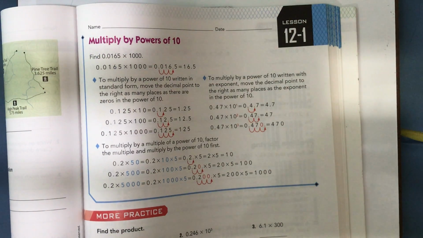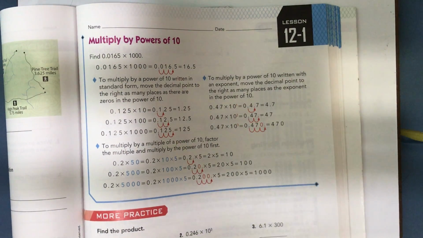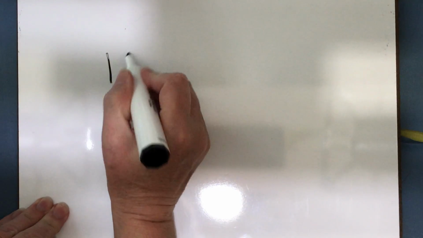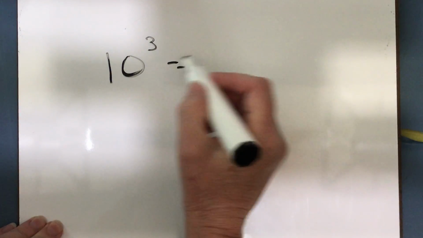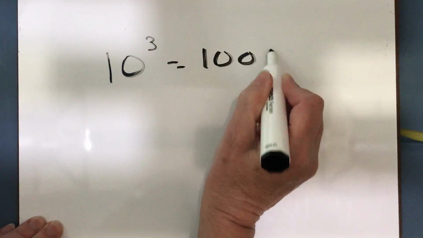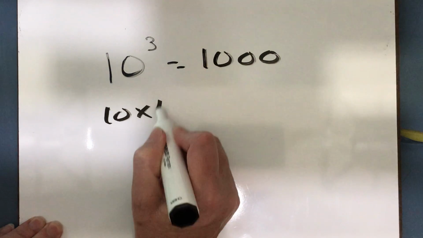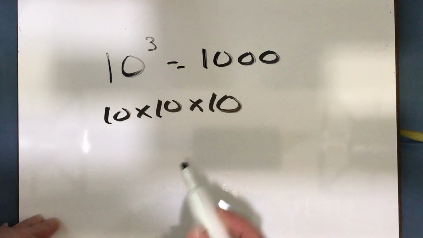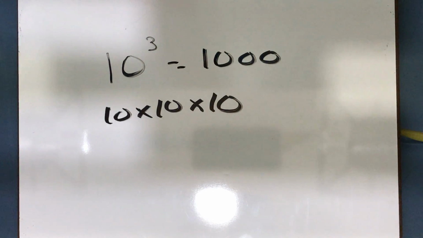Fifth grade. We are beginning chapter 12, lesson 12-1, multiply by powers of 10. Remember, powers of 10 are numbers like 10 to the third power, which equals 1,000, because that equals 10 times 10 times 10. So these are the kinds of numbers we're going to be multiplying. We're going to be using some decimals.